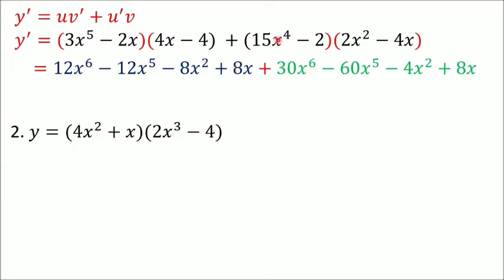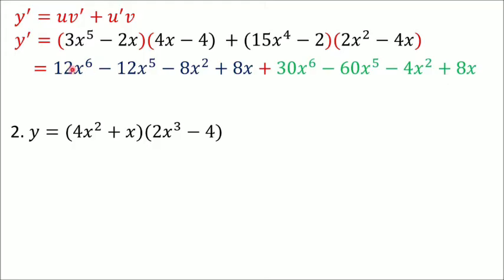This one, same thing. 15x to the 4 times 2x squared. The answer is 30x to the 6. And then next, 15x to the 4 times negative 4x is negative 60x to the 5. And then next term is negative 2 times 2x squared is negative 4x squared. And then last term, negative 2 times negative 4x is positive 8x. And then we will combine all the like terms.